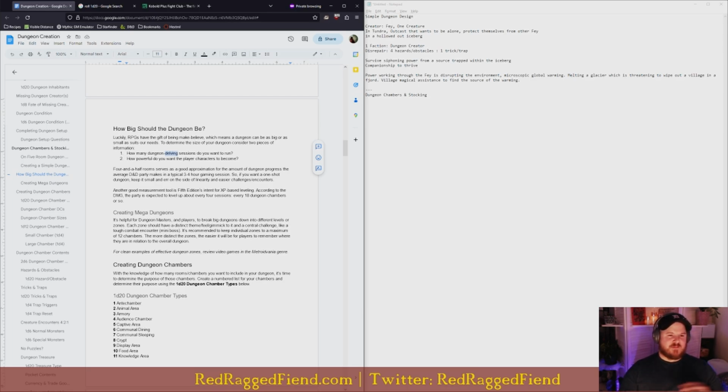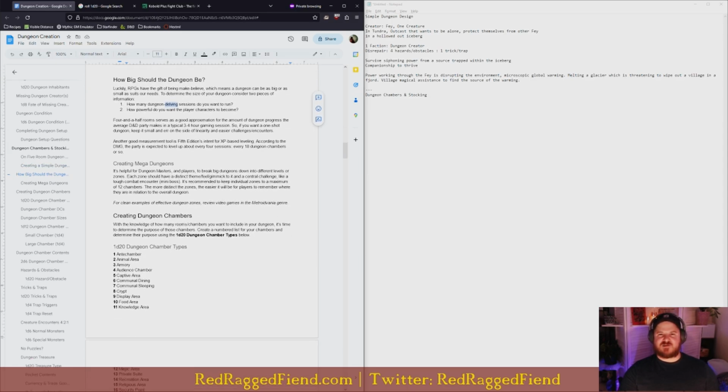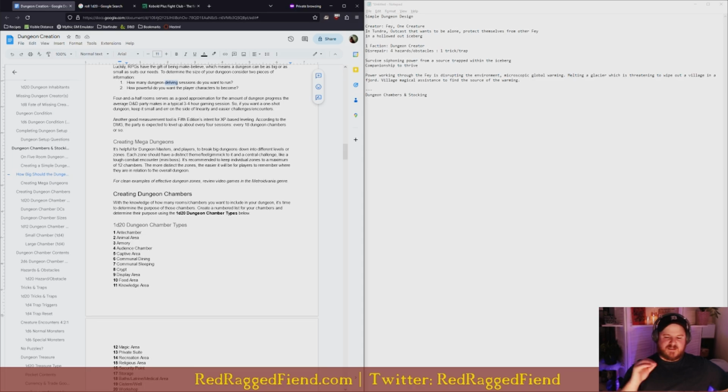And there's a little breakdown here that talks about rules of thumb and averaging, to get a guess as to how many chambers to put in your dungeon to get it to the point that you need it to be at to run in the game.